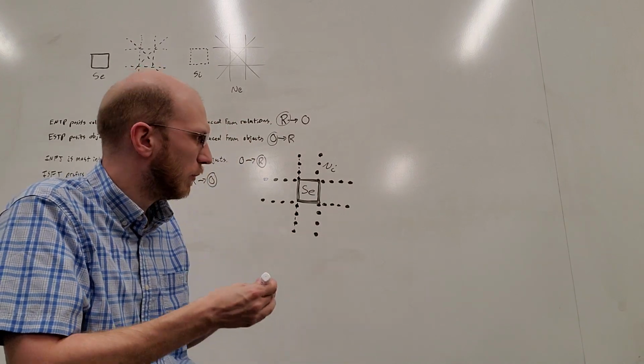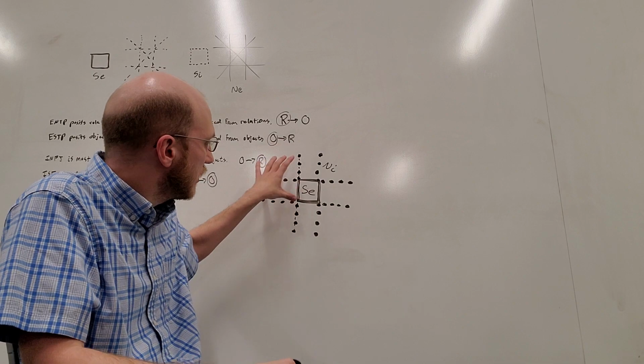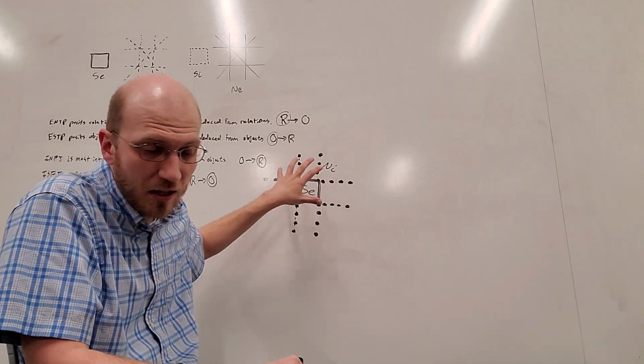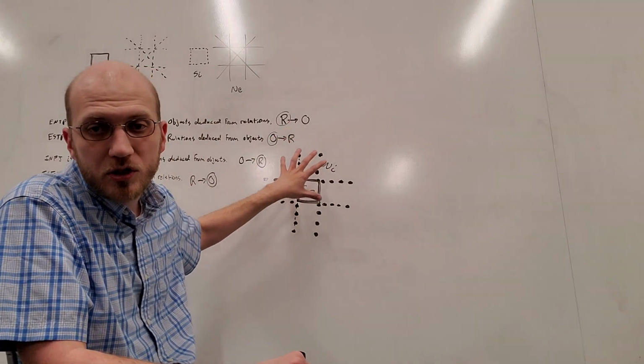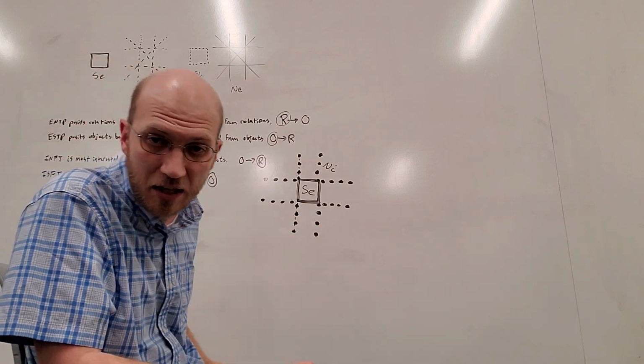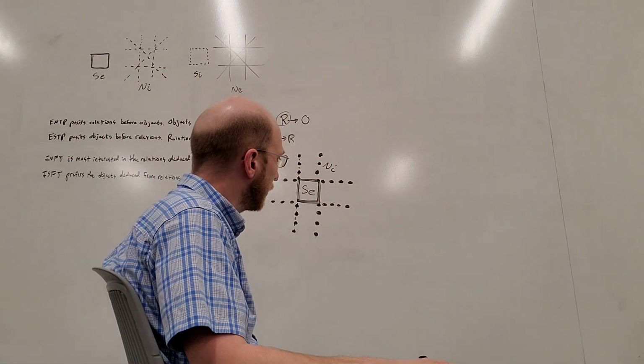I'll elaborate that a bit more in a minute. So that is the SENI axis. This will become more clear as I do the NESI axis, right over here.